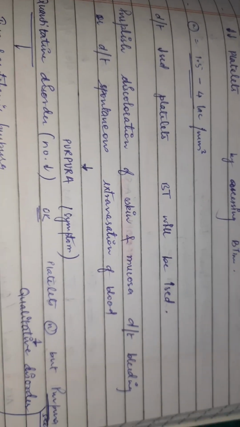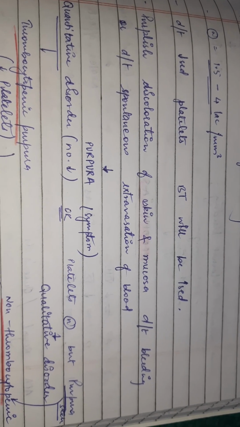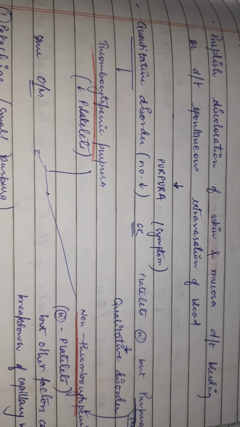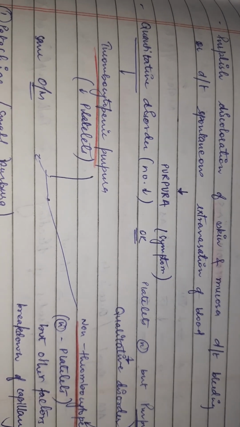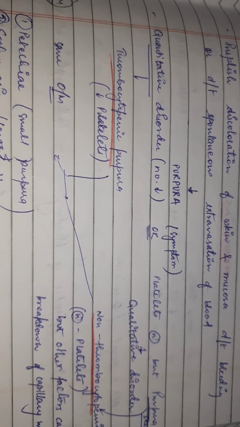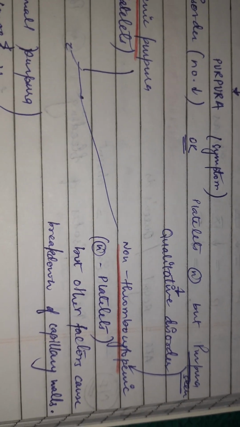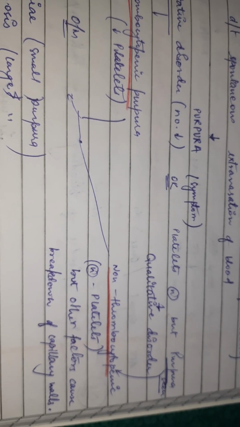Purpura: purplish discoloration of skin and mucosa due to bleeding, or due to spontaneous extravasation of blood. Quantitative disorder: in thrombocytopenic purpura, the platelet number gets decreased. Qualitative disorder: platelets are normal in number but purpura is still seen.